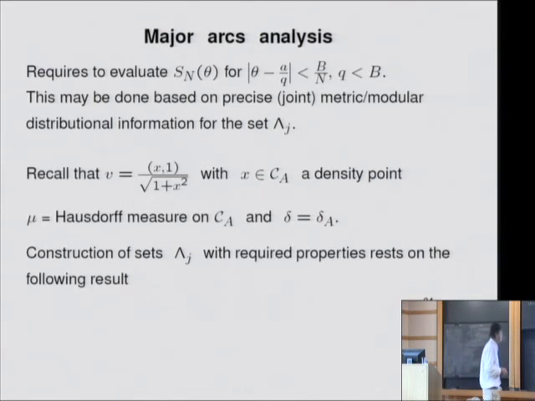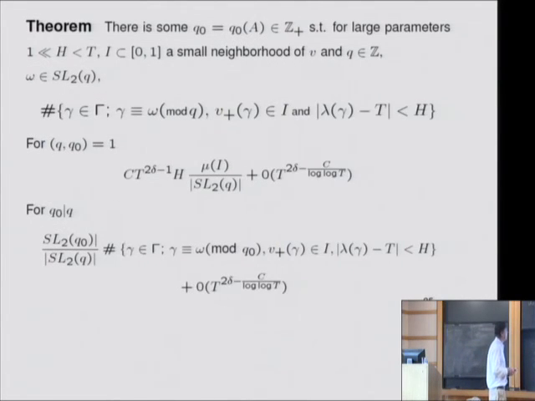So the major arcs analysis requires you to understand this exponential sum when theta is close to a rational. Like in the Goldbach problem, the distribution has to be understood from a joint, say, Archimedean, metric, and modular point of view. So instead of understanding primes in an arithmetic progression mod q, we have to understand the semigroup in a ball reduced mod q. This is what is done using the thermodynamical method.